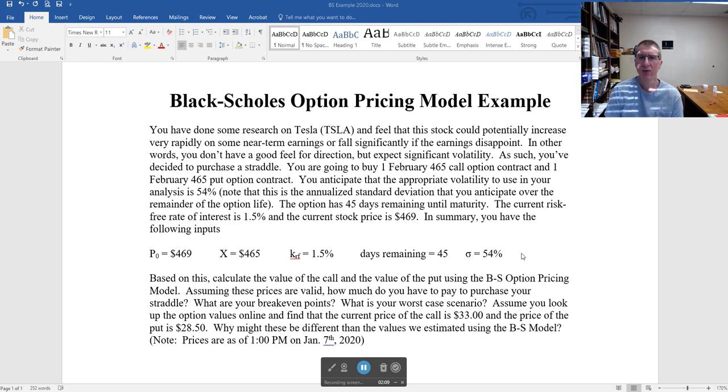So, quick summary of our inputs. The stock price is $469. The strike price, our exercise price, is $465. Our risk-free rate is 1.5%. There are 45 days remaining, and the volatility is 54%. These are the 5 inputs into the Black-Scholes option pricing model. So now we're going to calculate the value of the call and the value of the put using the Black-Scholes option pricing model, and we're going to do this by hand. So let's go through our example.